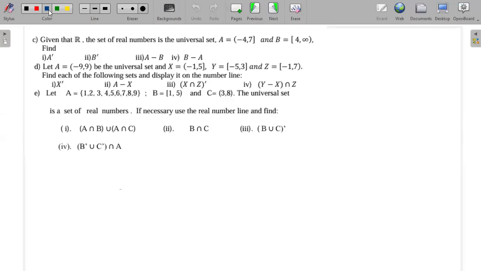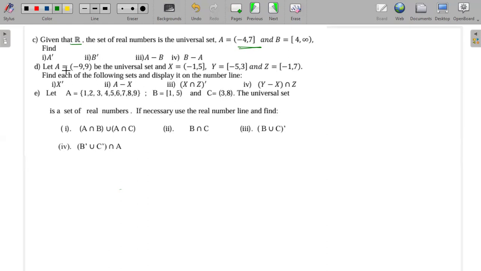Okay, let us solve the following questions. Given that R, the set of real numbers, is the universal set. So they're telling us that our universal set is just R. And they're saying that A is given by this, which is from -4 to 7, though -4 is not part of the set. And we have B from 4 to infinity. Of course, positive infinity is not going to be part of that set.